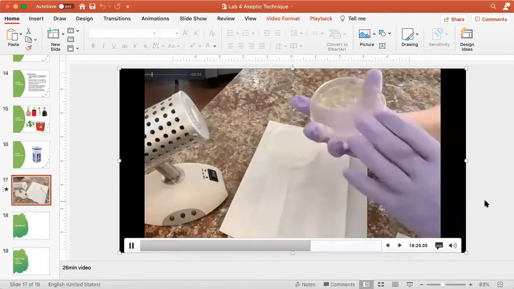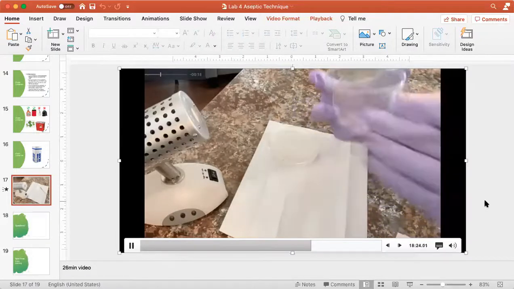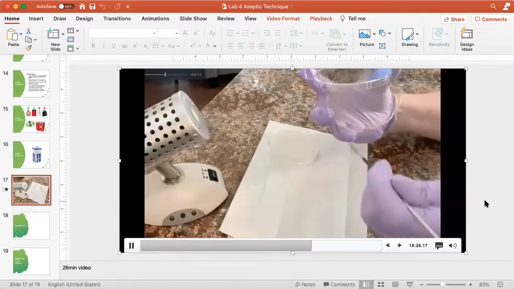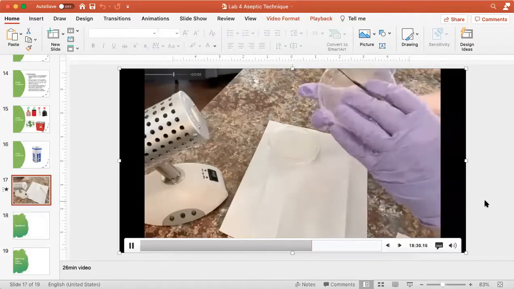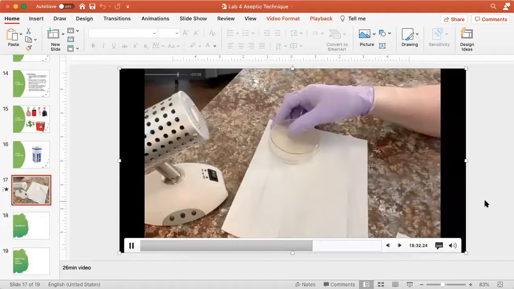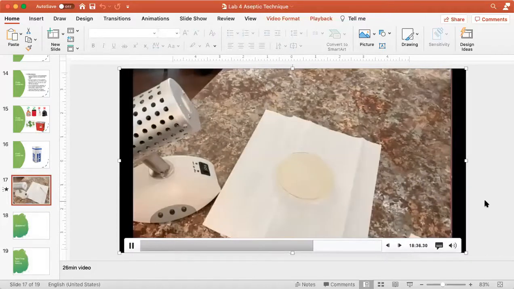Let's look at that again. I'm going to keep the plate right side up, use the lid as partial protection from microbes falling onto it, streak it, close it, back upside down. Now let's take a look at a couple of ways that you don't want to handle your agar dish.